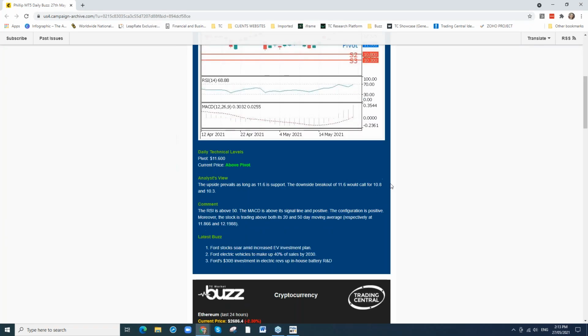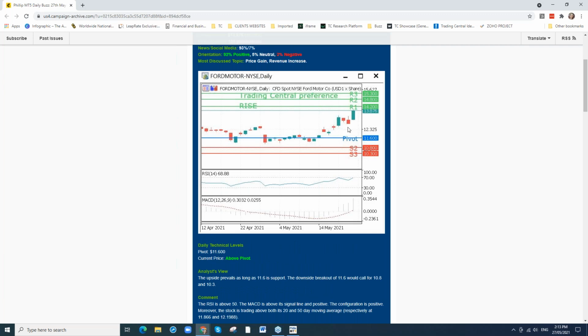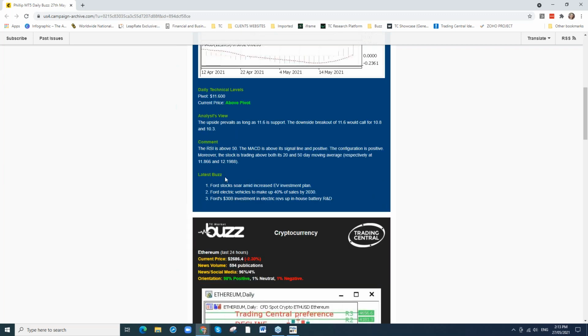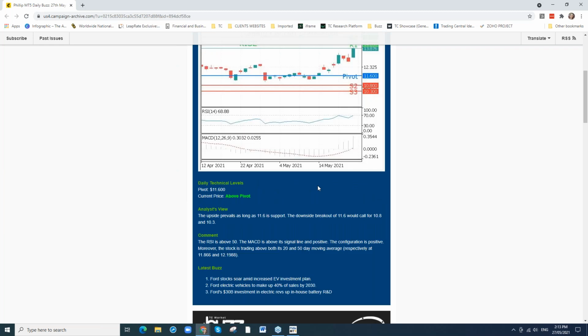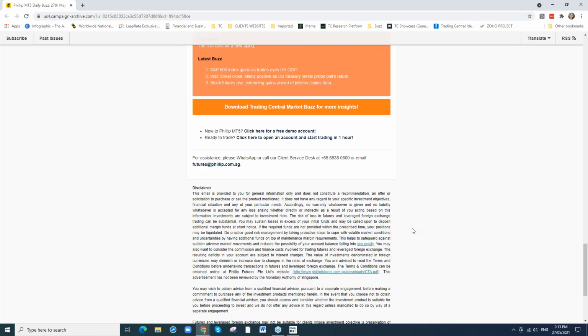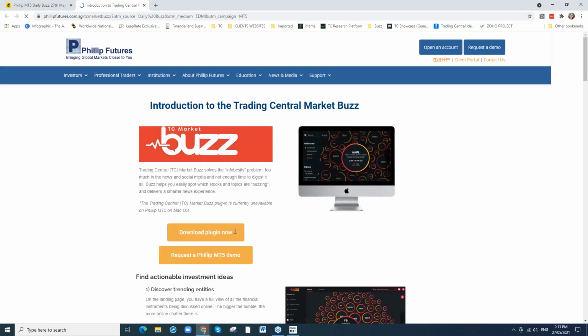So you get not only the technical analysis also from Trading Central, like the preference scenario, alternative scenario, but you also get the latest buzz on the specific asset. And if you wish to download the plugin on your platform, you just click here and you go to the Phillip Futures website, you download the plugin, and here you go. You can use this amazing tool.